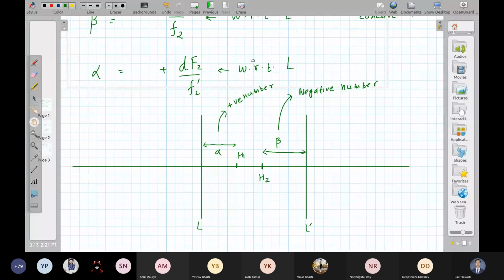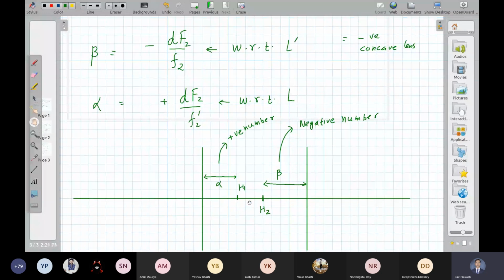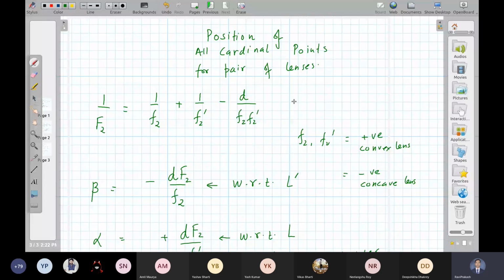Second, once we have defined H1 H2, they become the reference point of all the remaining points. एक बार आपको H1 H2 मिल गए, अब बाकी पॉइंट्स को आप इनके रेस्पेक्ट में कैलकुलेट कर सकते हैं. लाइक वेयर इज सेकंड फोकल पॉइंट? सेकंड फोकल पॉइंट कहाँ है? F2 distance. This is F2, right? But ये किसके रेस्पेक्ट में? ये फोकल लेंथ, ये फोकल पॉइंट कहाँ मिलेगा? ये मिलेगा आपको H2 के रेस्पेक्ट में.